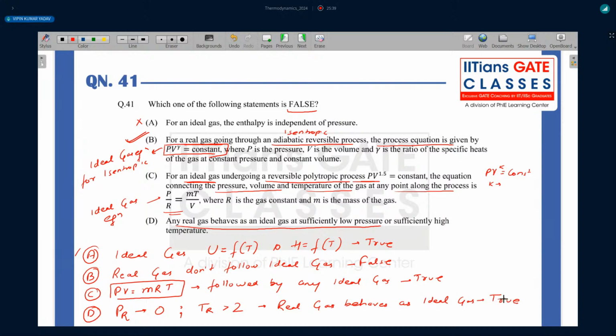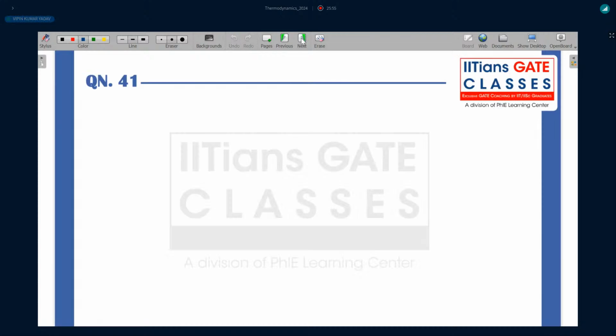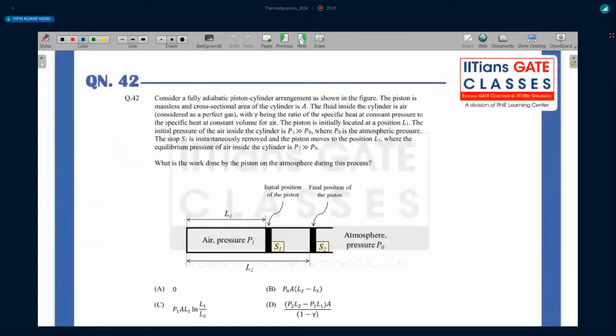This is also true. The only option that is false is this one. That means B is my correct option. I hope it is clear. It is crystal clear. Okay. Now let us move on to the next question. Okay, this is done.